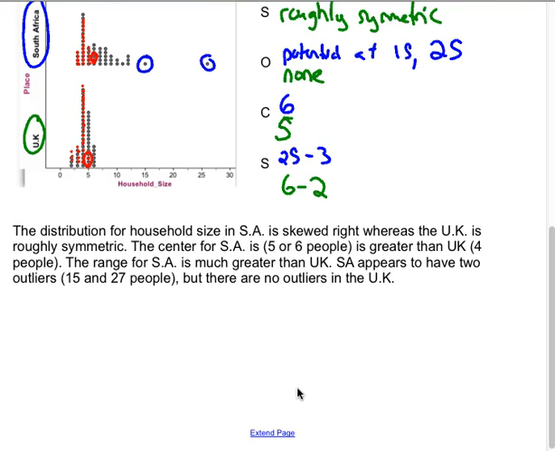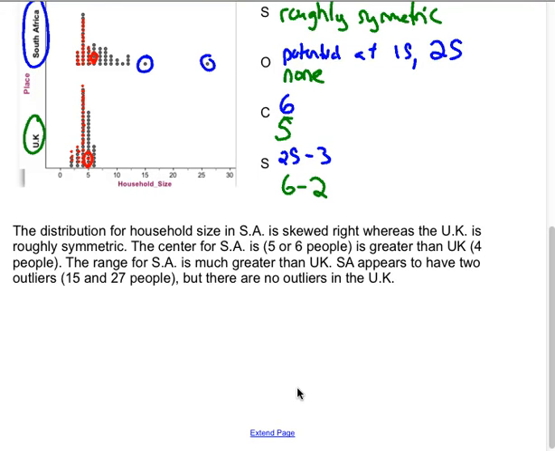So the distribution for household size in South Africa is skewed right, whereas the UK is roughly symmetric. The center for South Africa is 5 or 6 people, which is greater than the UK, which is about 4 people. And again, we found the exact amounts, but we could tell that it's less. It looks like the book that I got this from was kind of free-handing it. The range for South Africa is much greater than the UK. South Africa appears to have 2 outliers, a 15, oh, they say 27, but there are no outliers in the UK.